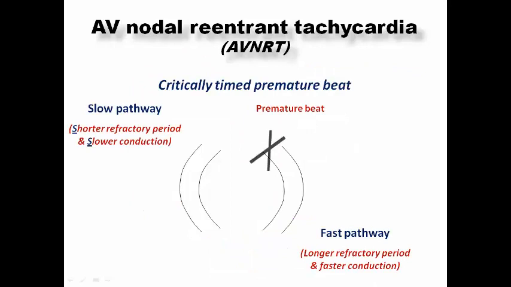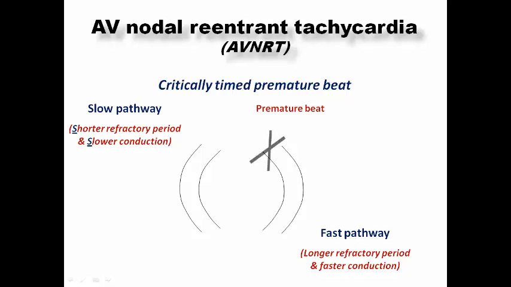Of course, we remember this diagram. It represented the reentrant circuits in patients with tachyarrhythmia, and here it is one of the most famous examples of reentrant circuits. We have two pathways. The slow pathway is characterized by a shorter refractory period and slower conduction, so remember the letter S for slow and short. The fast pathway has a longer refractory period but faster conduction, as its name says. So when a premature beat comes at a critical time, it becomes blocked antegradely in the fast pathway, as it has a longer refractory period, so it makes sense.